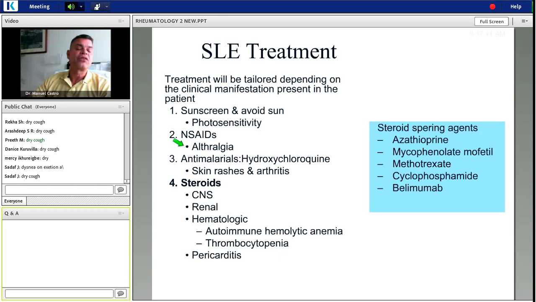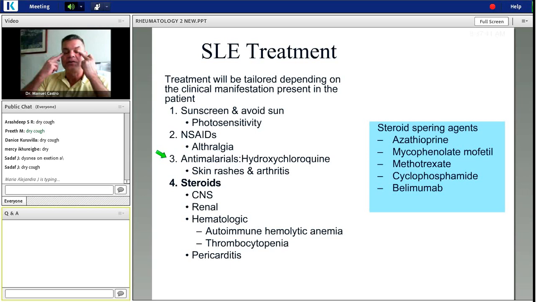But if a patient's main complaint is arthralgia, you're not going to use a steroid for that, right? Now, antimalarials, such as hydroxychloroquine, and remember that the most important thing about the antimalarials is that you have to check their vision on a periodic basis, right? It's good for skin rashes, yes, ophthalmological examination, and for the arthritis, right? And then steroids are used for those specific conditions that I mentioned to you.